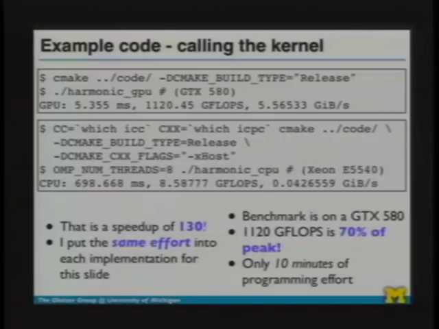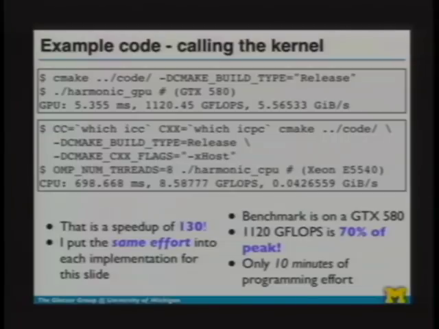But for a counterexample, if I take the same code and sprinkle some OpenMP around it and put it on the CPU, it runs on NICS's login node, which is a Xeon E5540. It runs at about 8.5 gigaflops. Now, could you do better on the CPU? Well, probably. But my point for this slide is that I put the same amount of effort into the GPU version as I did into the CPU version. And the speedup comes out to about 130 in this case.